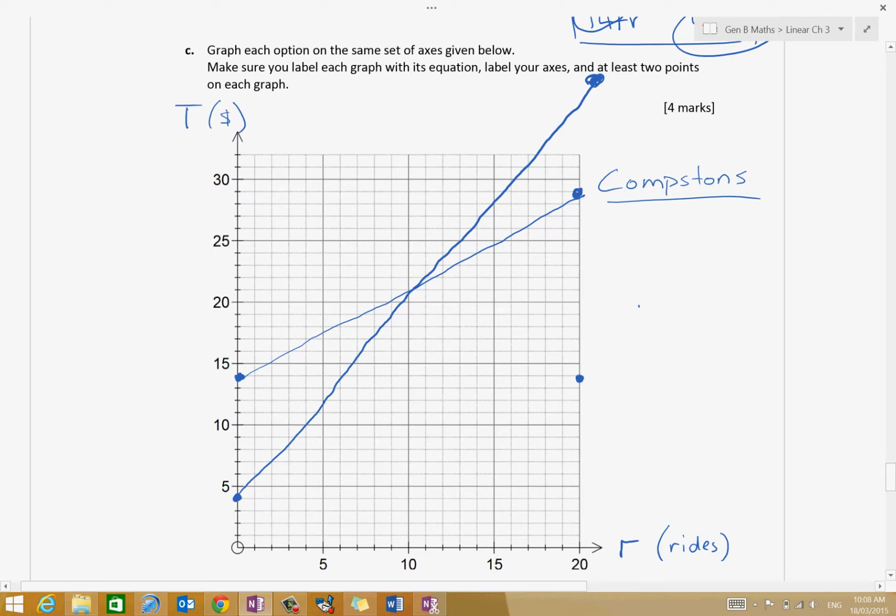So therefore we can say, make sure you label each graph with its equation, label your axes, and plot at least 2 points on each graph. All right, so here's 1 point. What's this point? This has the coordinates 0, 4. What about over here? This is 20. It's got to go, wasn't it 44? You don't have to pick these points. You can pick any points. This is 0, 14. And what was this one over here? 20, 34, yeah? So for yours, the intercept is at 10 rides, at 24 dollars.